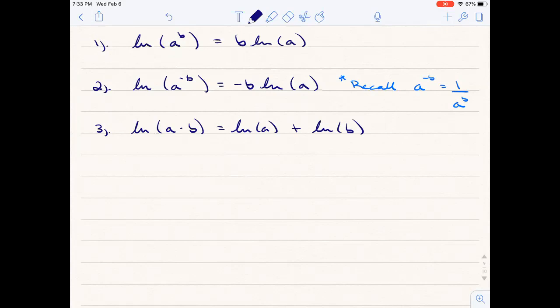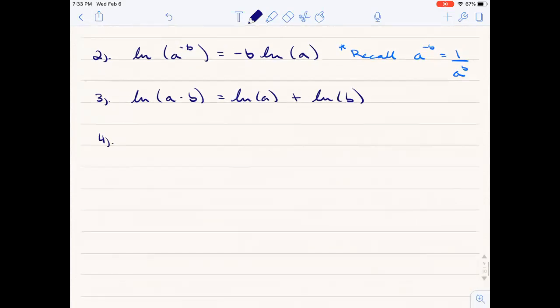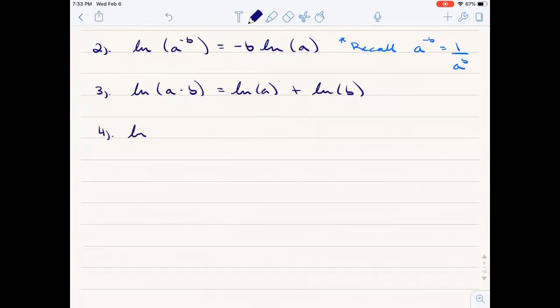Same idea for the fourth rule. If you have the log of a over b, that's going to be the same as the log of a minus the log of b.